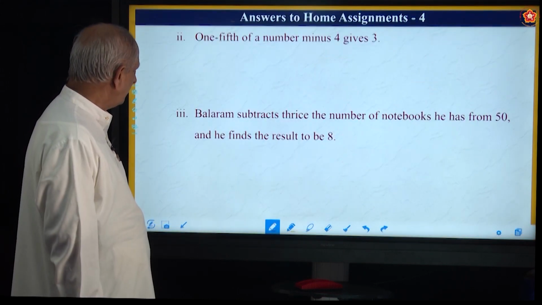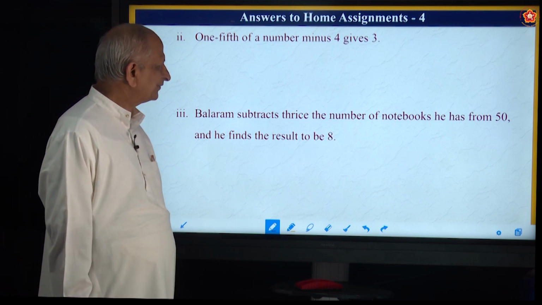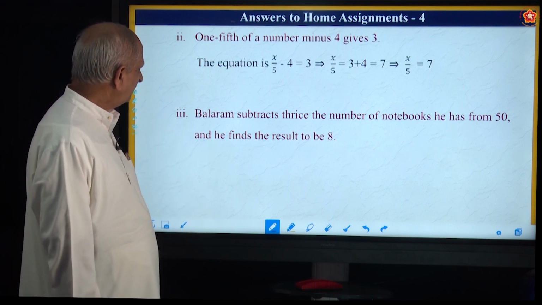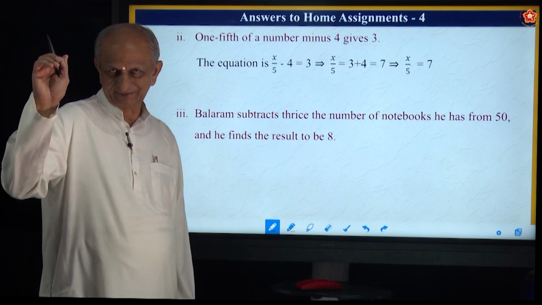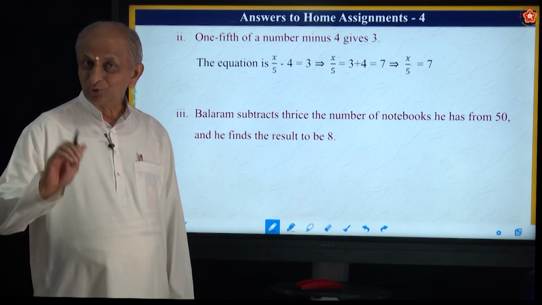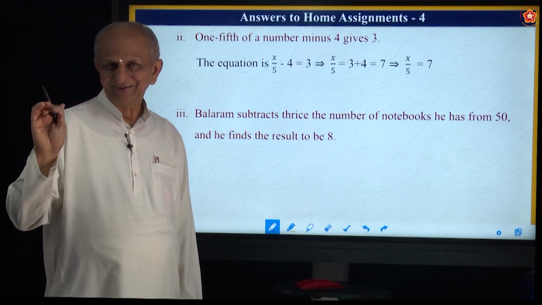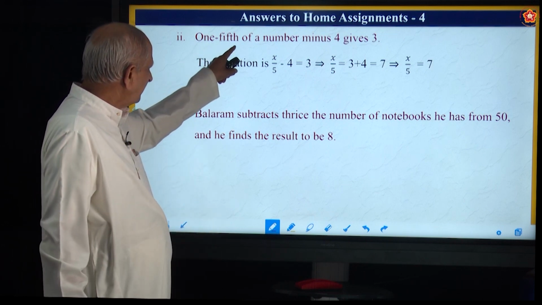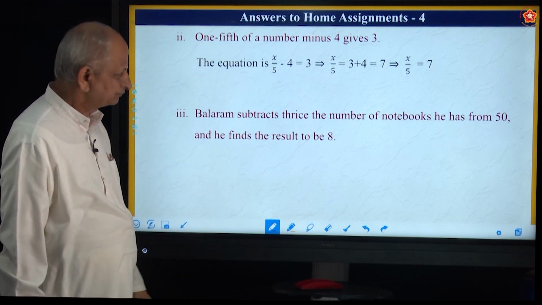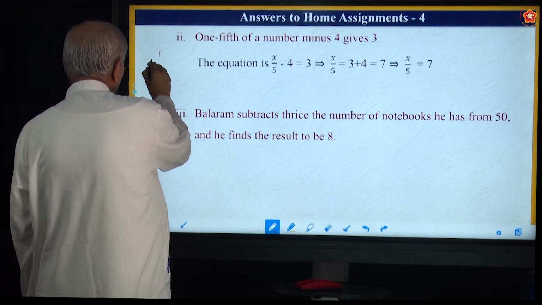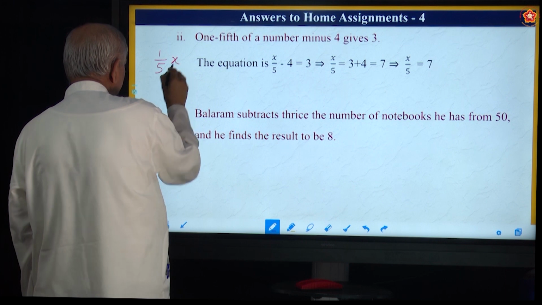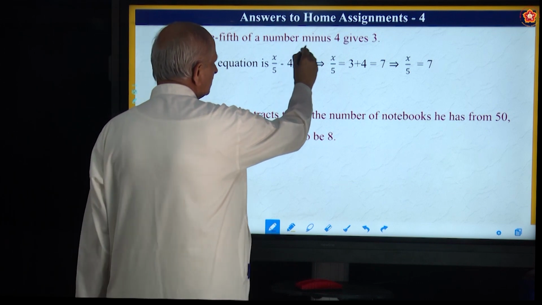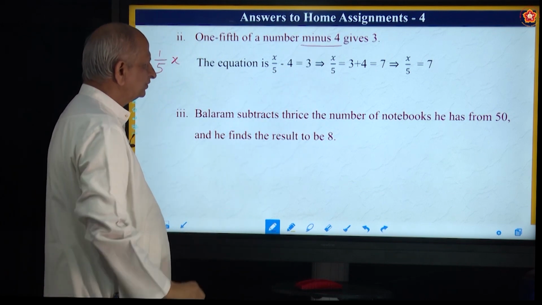Now, second question, 1/5 of a number minus 4 gives 3. It's called word problems. So, what you must do? Let number be x. That's how you start it. There is no rule that you must take x only. You can take a also, p also, m also, okay. So, 1/5 of a number means x by 5. I think you understood. 1/5 means what? 1 by 5 of x. We write it as x by 5. Minus 4 is equal to 3.